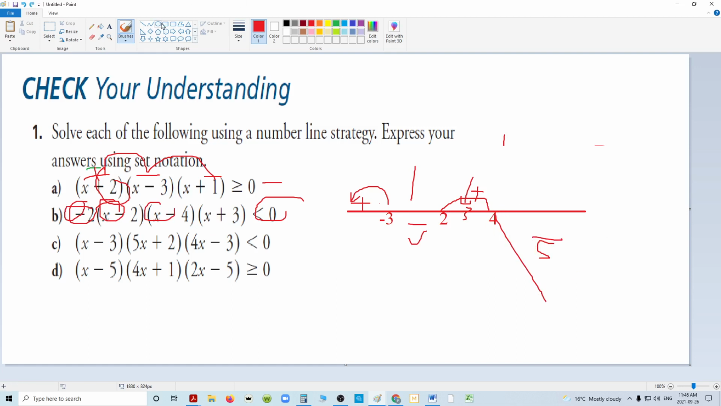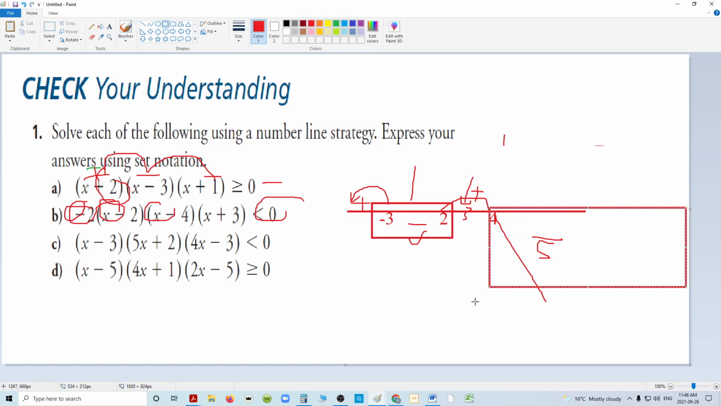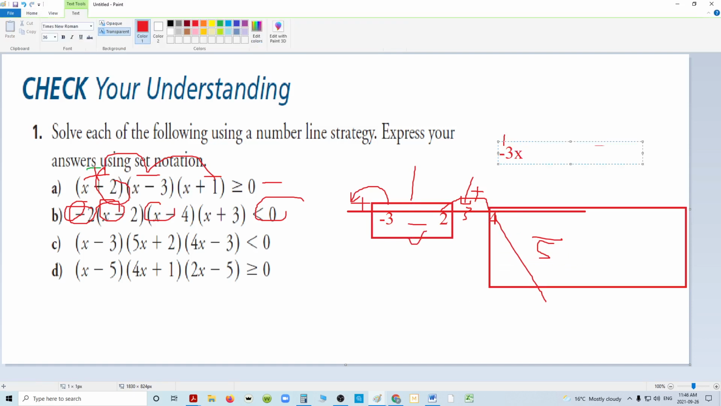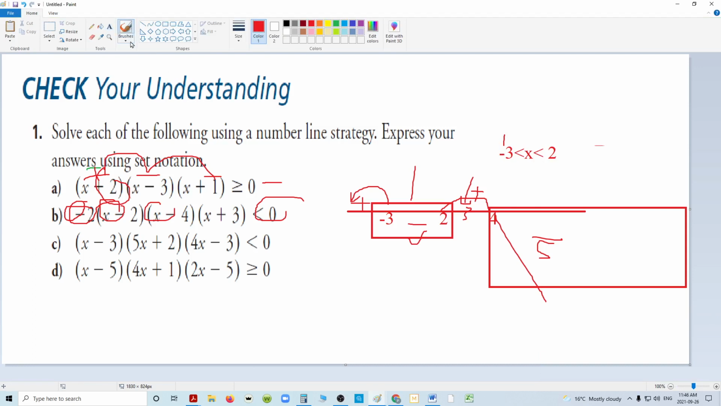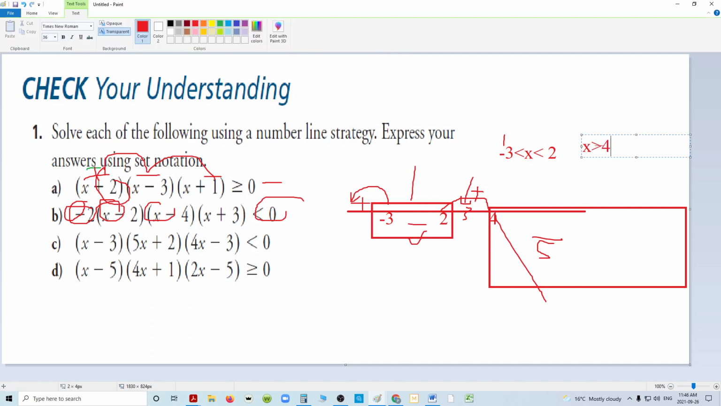So that means the zones I'm looking for are between minus 3 and 2, and everything above 4. Writing in notation, I would say minus 3 is smaller than x and x is smaller than 2. Why do I say that? Because they're looking for things that are smaller, not smaller or equal. And then I would also say when x is bigger than 4. And then you can end it with a sentence that says, is when the function in B is below 0.